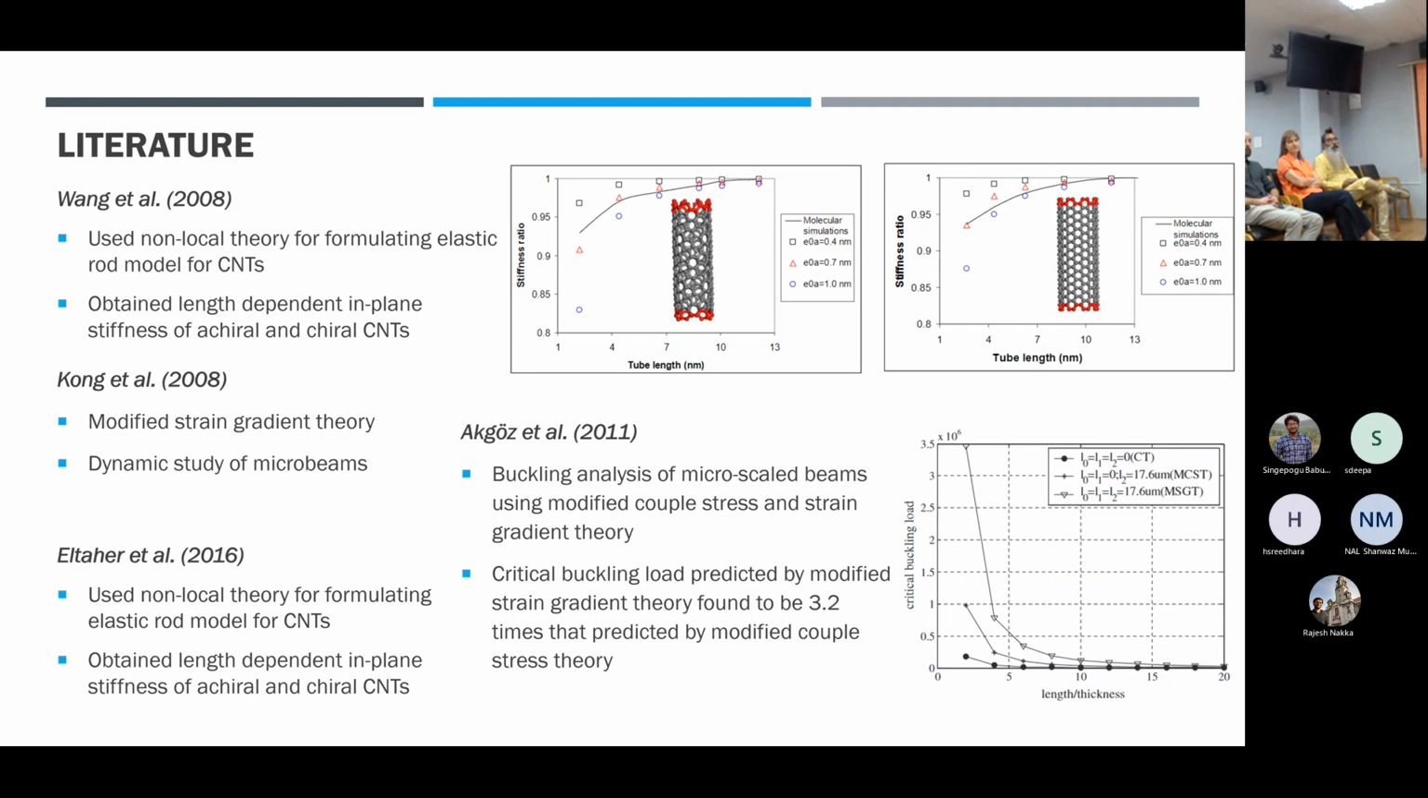Then we have also seen that the strain gradient theory can be used for the study of dynamic problems in microbeams, and non-local theory has been used to obtain these stiffnesses, as well as for bending and buckling studies.